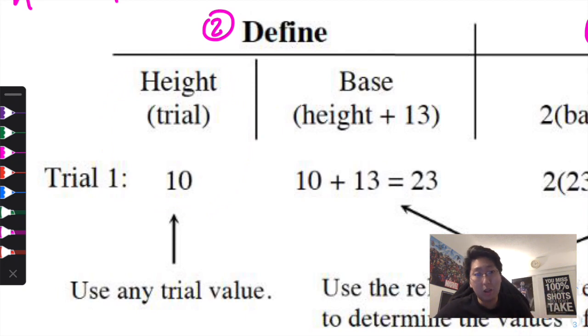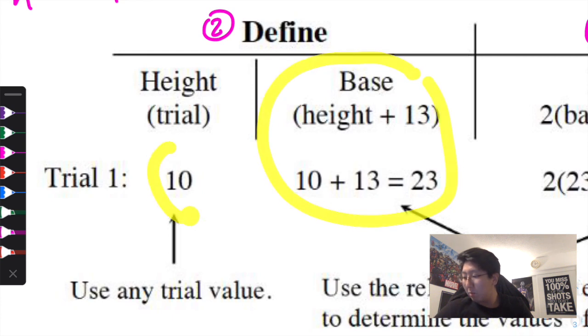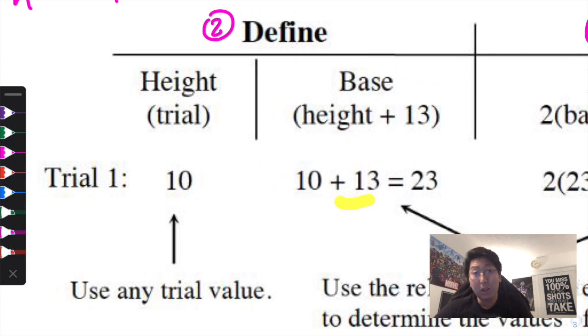Now, I'm not going to ask you to guess all day long. I want you to get the answer, and I'm going to teach you how. But this is just to help you understand the idea. So if we said that the height was 10 of this rectangle, and we want the perimeter to be 58, that means that the base has to be 10 plus 13. So 10 is the height plus 13. If we're guessing that the height is 10, the base is 10 plus 13, which is 23.